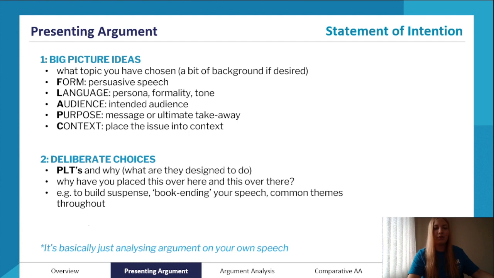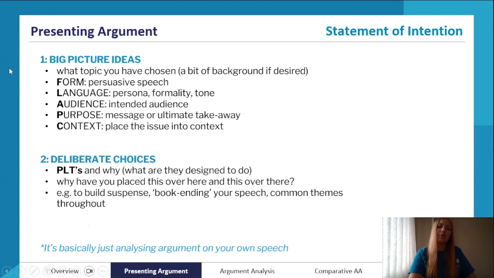Your first paragraph, or your introduction, should include all of the big picture ideas. Remember that this is an informal task, so you use first person for this, and it will probably be around 300 to 500 words, so not too long. For the deliberate choices or your own persuasive language techniques that you've implemented, you need to be quite selective in choosing what you wish to analyze. Don't just try to stick every random piece of evidence in, but choose the persuasive language techniques that you can analyze in the most interesting way, with your intention behind including them.